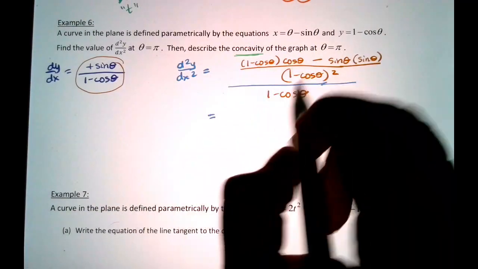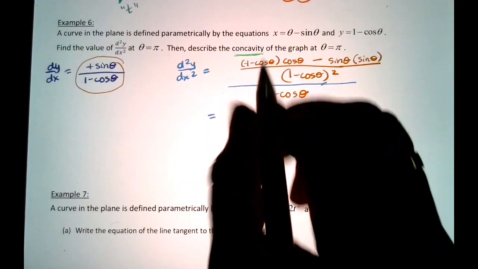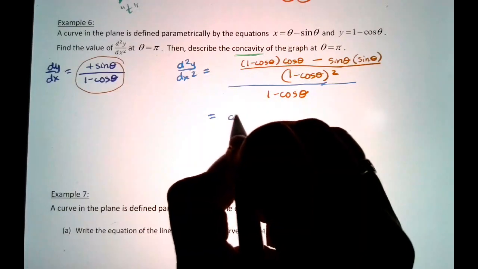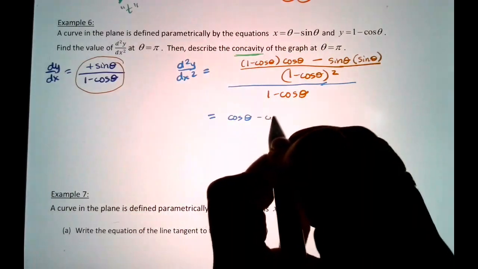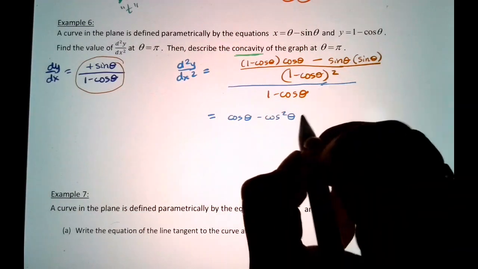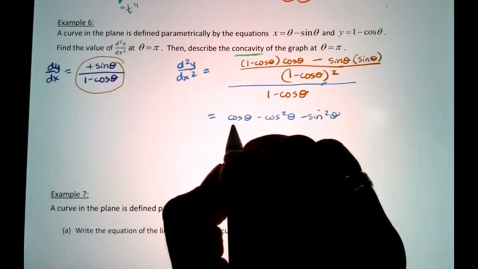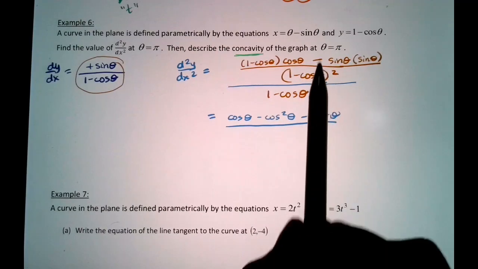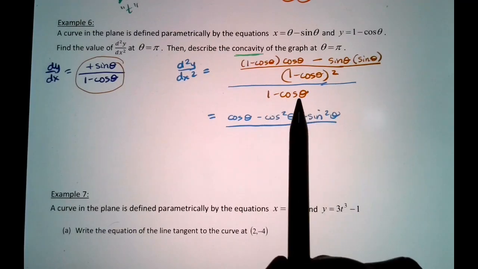Let's pay attention to that numerator. I'm going to distribute that cosine in there. So I'm going to say 1 times cosine is cosine. Then I have cosine squared, and then I have sine squared. Now, what do I have going on? Well, okay, you have this expression divided by 1 minus cosine.